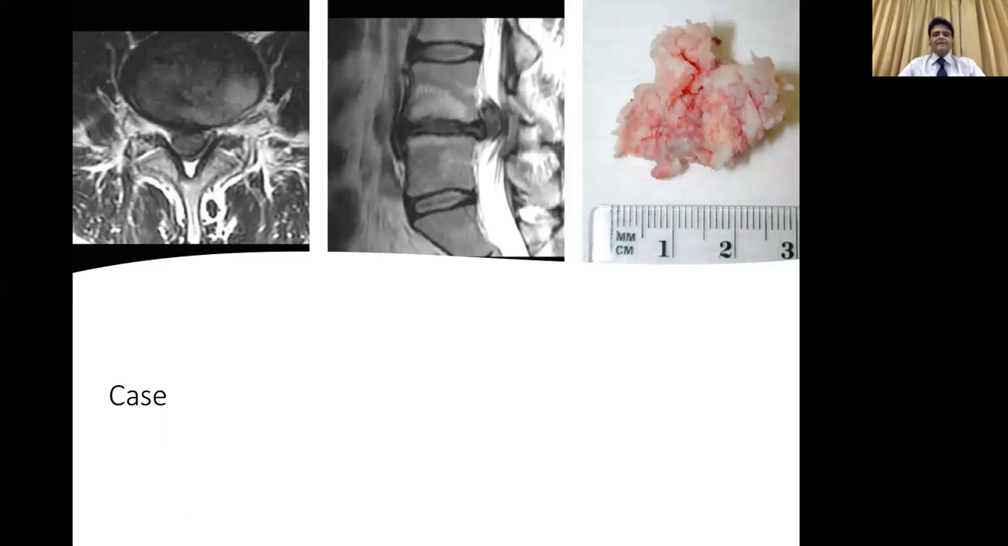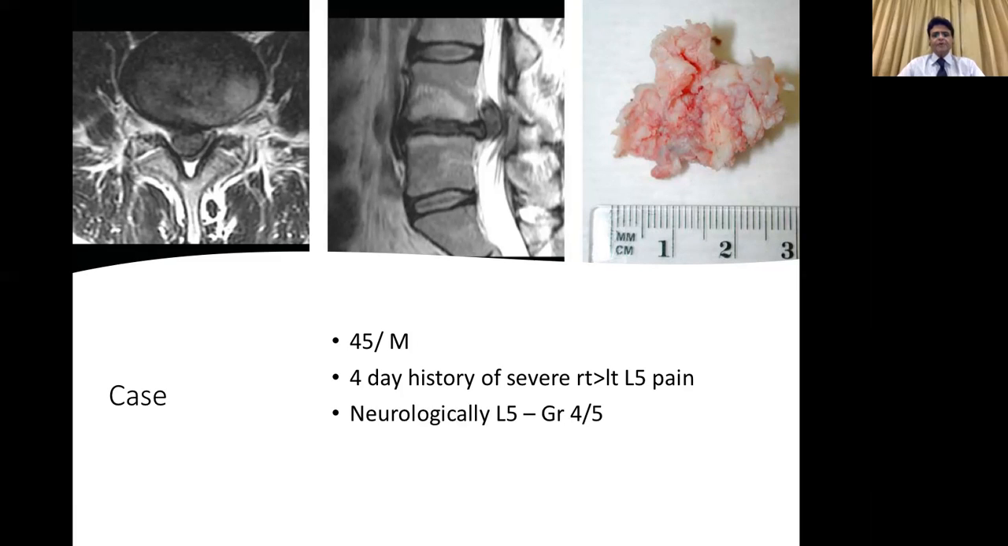Let's look at a straightforward case of slip disc or lumbar disc herniation. A 45-year-old gentleman, 4-day history, severe right more than left leg pain with L5 dermatomal representation. Neurologically, L5 nerve root involved, let's say extensor hallucis longus and extensor digitorum longus, grade 4/5 power.